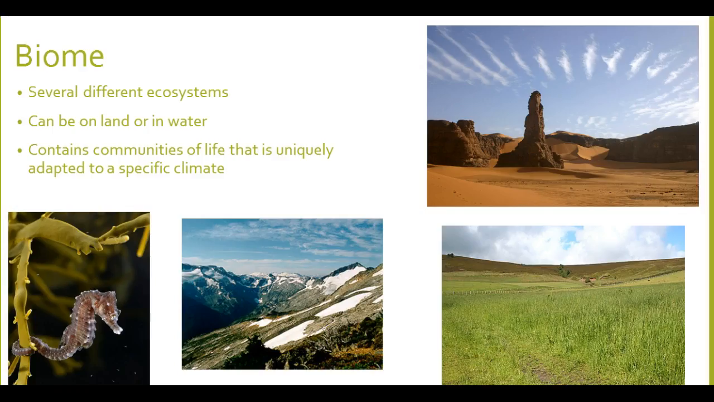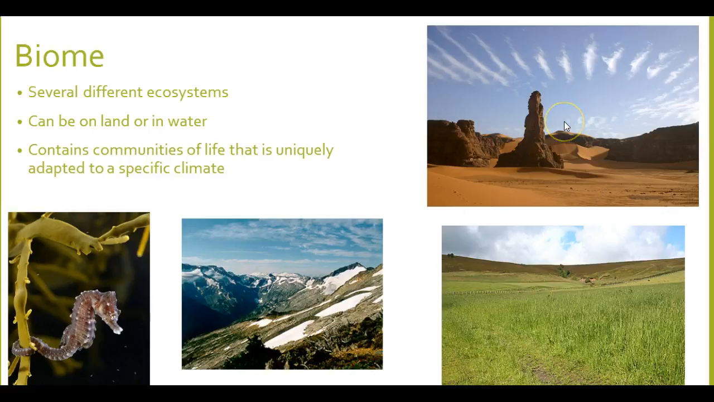Now the next step is what's called biomes, and biomes are composed of several different ecosystems. There's a large variety of biomes. We're going to cover just a few of them here. But the thing you need to understand is that biomes can be anywhere on Earth. They can be dry, they can be wet, they can contain a huge variety of life.